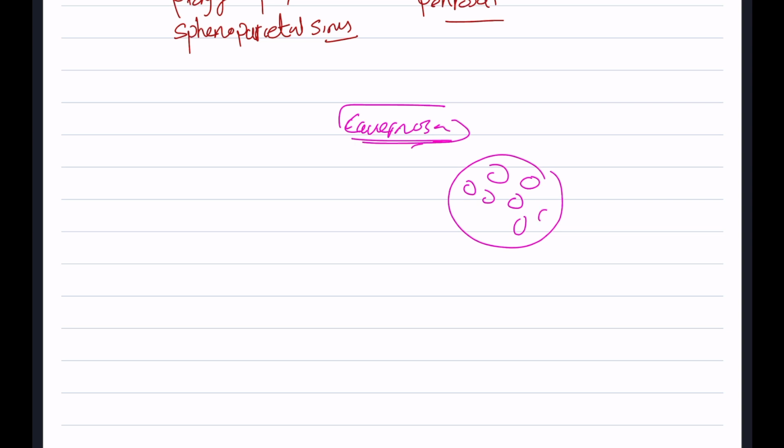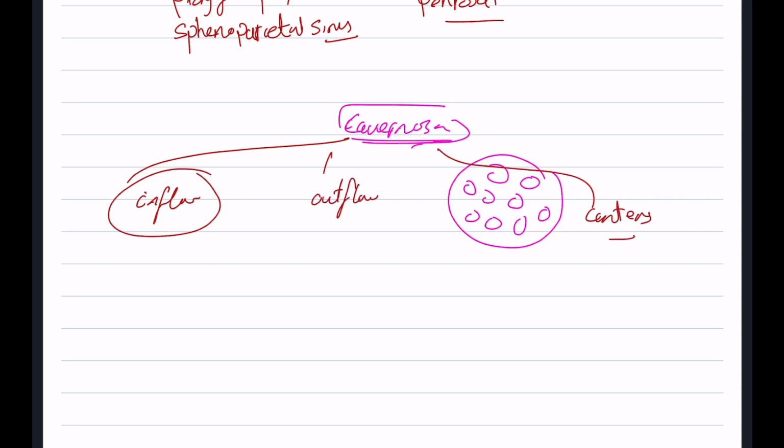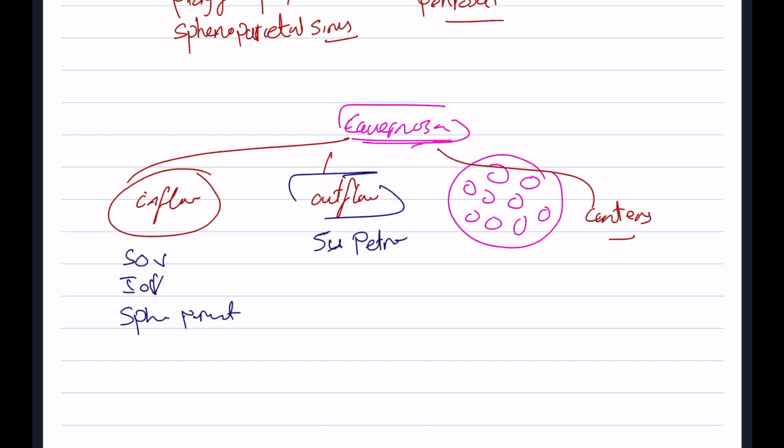So to summarize, cavernous sinus is known by that name because of its resemblance to the corpora cavernosa. It's not particularly a sinus, but it's full of venous plexus from the inside. And to study the cavernous sinus, we need to know three things. What is the inflow? What is the outflow? And what are the contents? We talked about the inflow as the superior ophthalmic vein, inferior ophthalmic vein, and the sphenoparietal sinus. The outflow will be the superior petrosal sinus, and also the basilar plexus, the pterygoid plexus, and also the intercommunicants between the two sinuses.